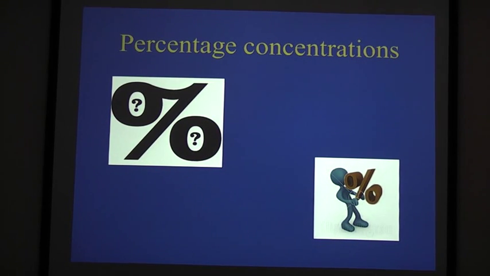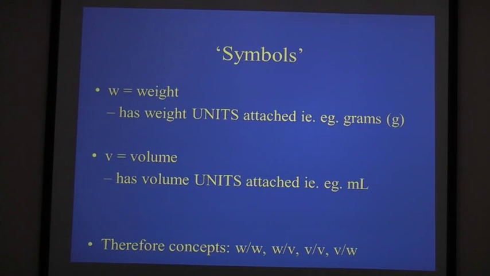Session 6 of the Numeracy lecture series, Percentage Concentrations. Symbols: W is weight, which has weight units attached to it, for example grams. V is volume, which will have volume units attached to it, for example milliliters. So today we're working on weight to weight, weight to volume, volume to volume, and volume to weight.